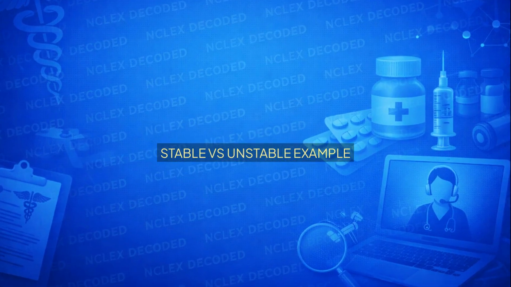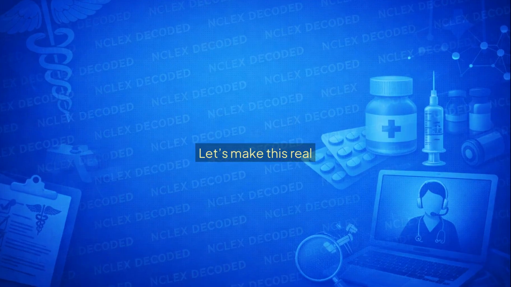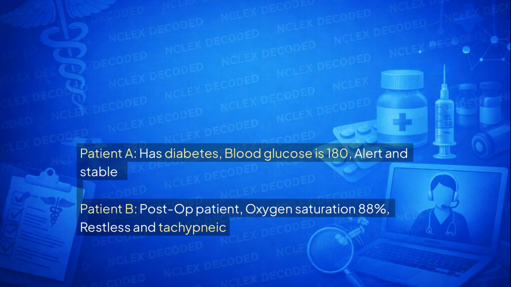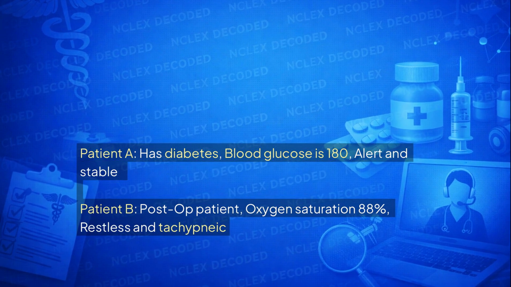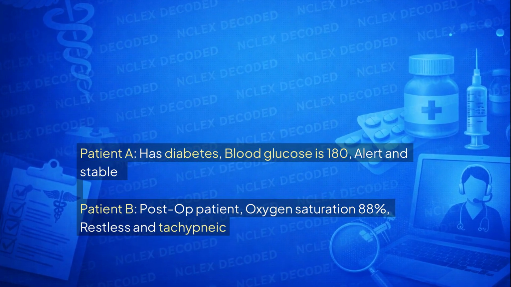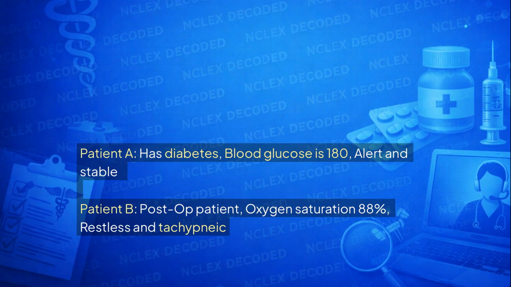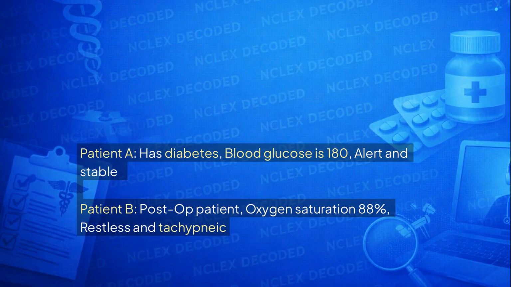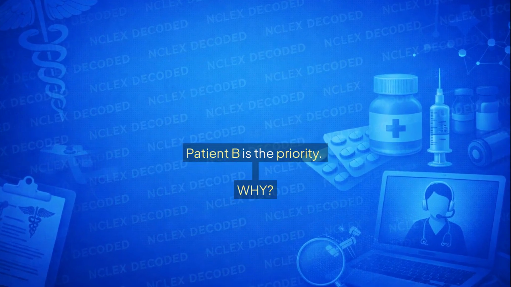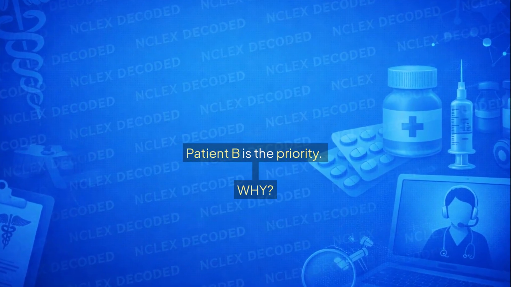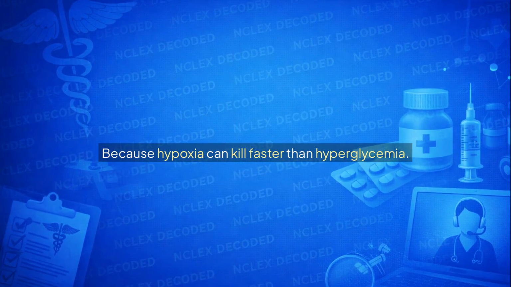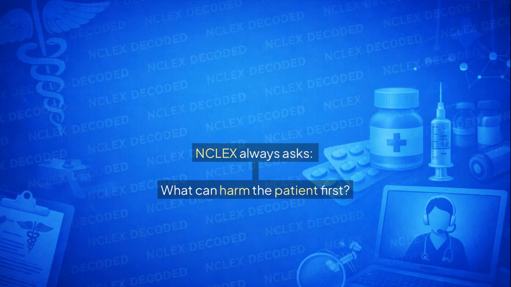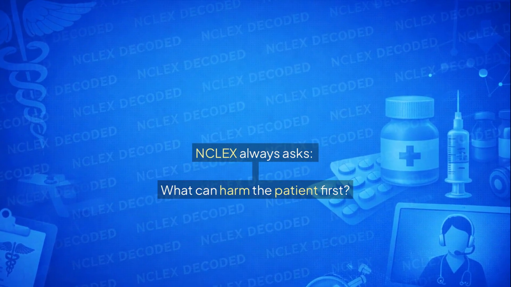Stable versus unstable example. Let's make this real. Patient A has diabetes, blood glucose is 180, alert and stable. Patient B, post-op patient, oxygen saturation 88%, restless and tachypneic. Patient B is the priority. Why? Because hypoxia can kill faster than hyperglycemia. NCLEX always asks, what can harm the patient first?